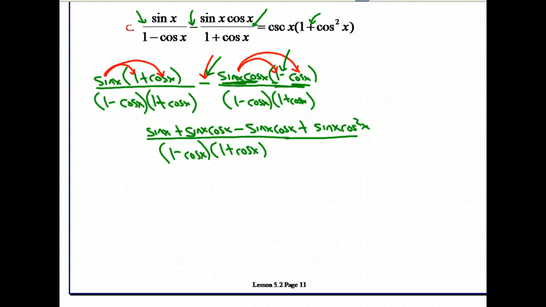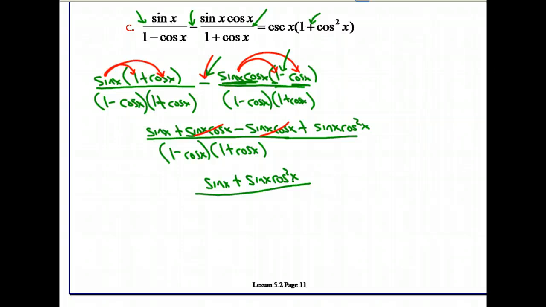Okay, anything on top cancel out? Yes, it does. Sine x cosine x minus sine x cosine x, that's gone. We're making progress. So on the top, I'm left with the sine of x plus the sine of x times the cosine squared of x. Doesn't look too bad. All right, let's work with the bottom a bit.